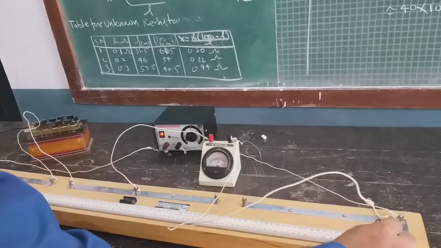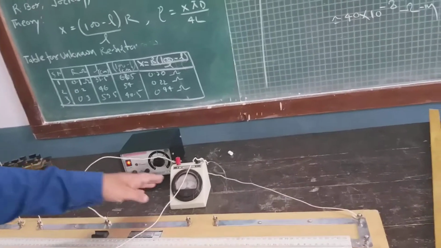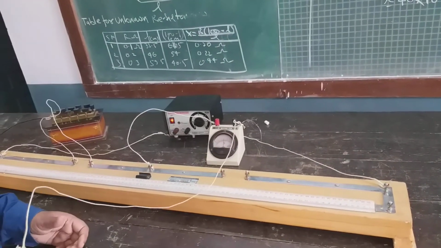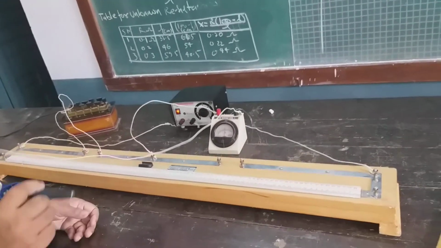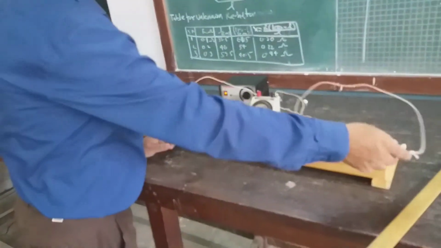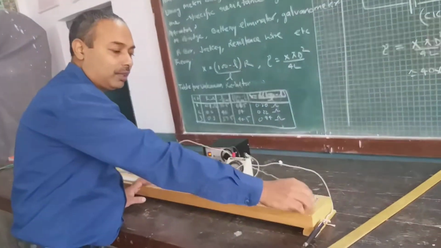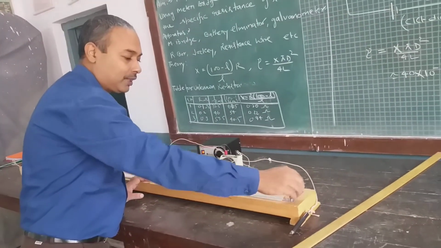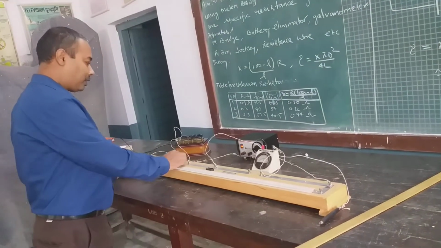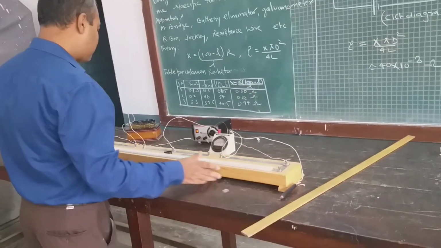If the connection is not correct, then the galvanometer needle will not show the extreme right and extreme left deflection. So this is the first point what we have to do. Okay. The second is what we have to check, that all the connections are made proper or not. So we have just checked it. All the connections are proper, and now we will start doing the reading.